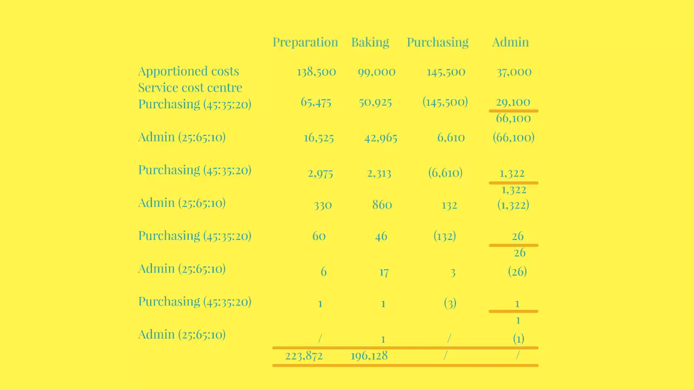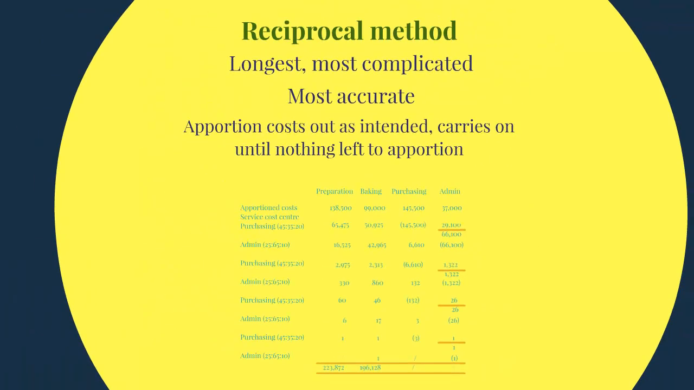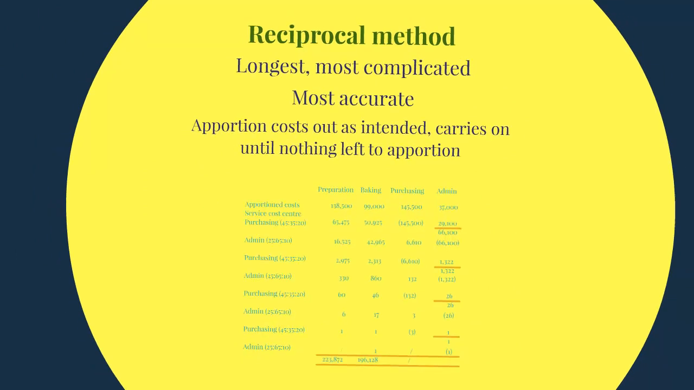The difference is the direct method is the most simple, but it does ignore, obviously, the work between each service cost center. The step method does start to bring into service cost center work, but it doesn't take into account the work that the second cost center did for the other service cost center. We applied the costs from purchasing to admin, but we did not apply the admin cost to purchasing. So that is what the reciprocal method does, and so gives us the most accurate measurement.